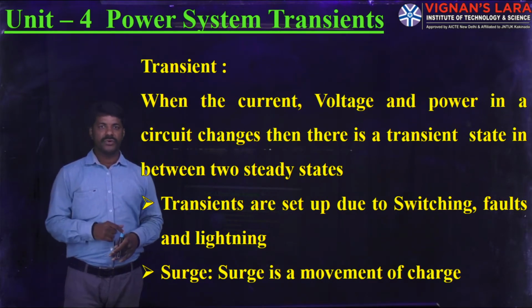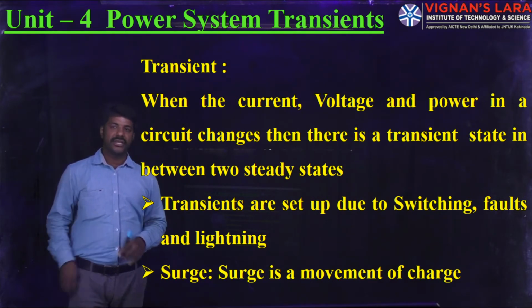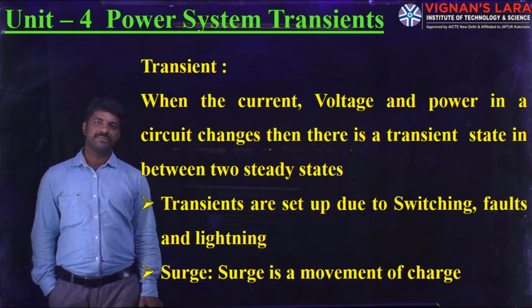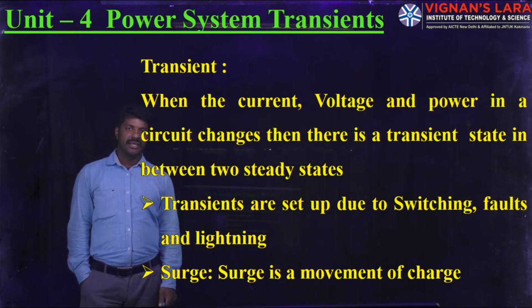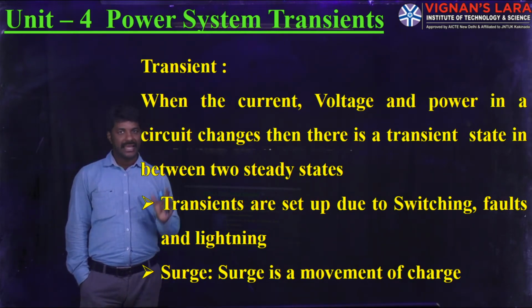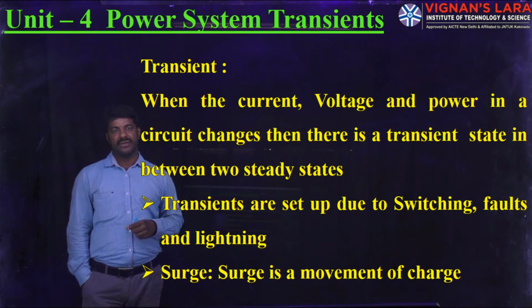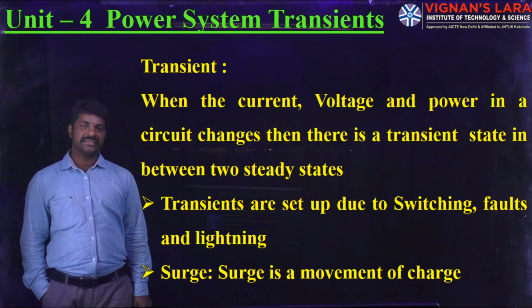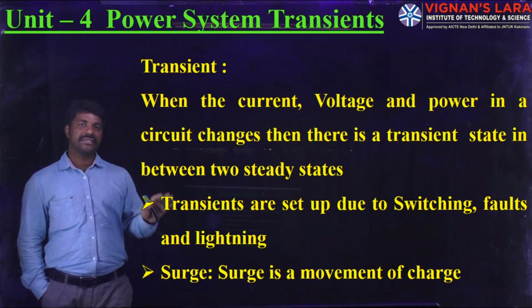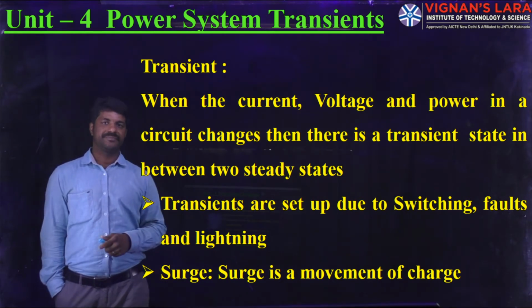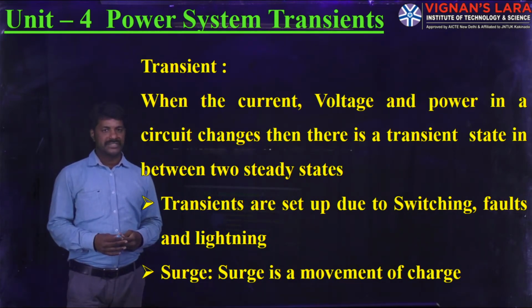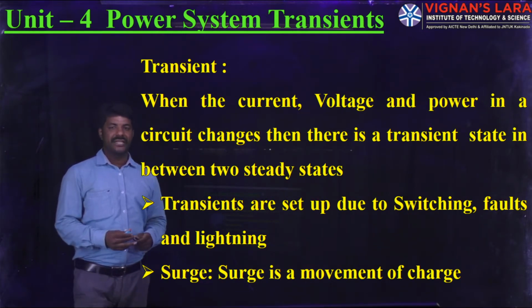Coming to today's class about the fourth unit, it deals with power system transients. The name itself says that this unit is related to the transient analysis of the power system. In this fourth unit, we are going to analyze its performance again whenever it is placed in operation. So the title of the unit is power system transients. Before going for power system transients, let us see what is meant by a transient.